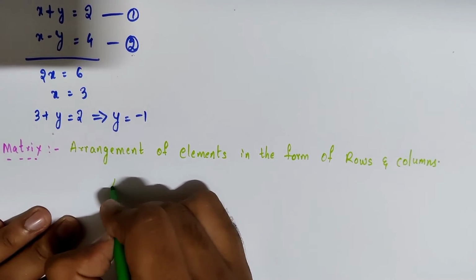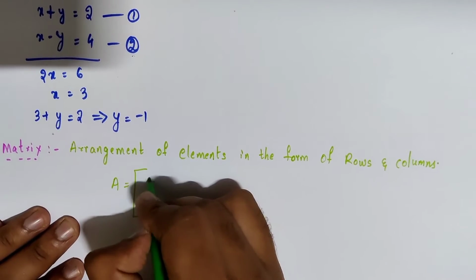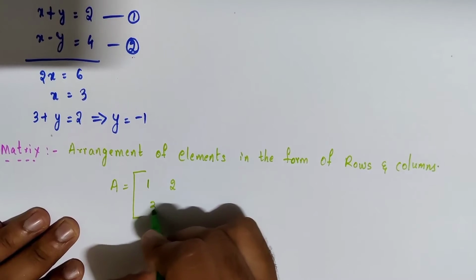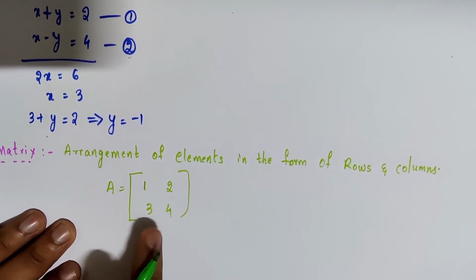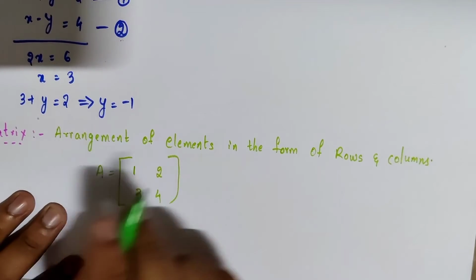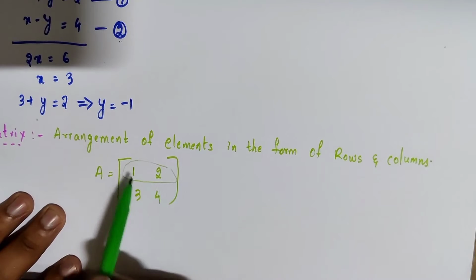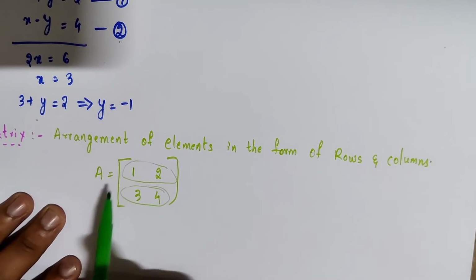Let us consider a matrix A. So inside this matrix, I am arranging some elements. So 1, 2, 3, 4. So this is an arrangement of elements in the form of rows and columns. So what is a row? The first doubt which you get is, what is a row? The horizontal lines present in a matrix are called rows.